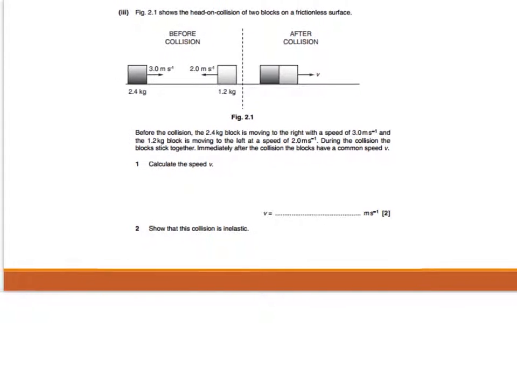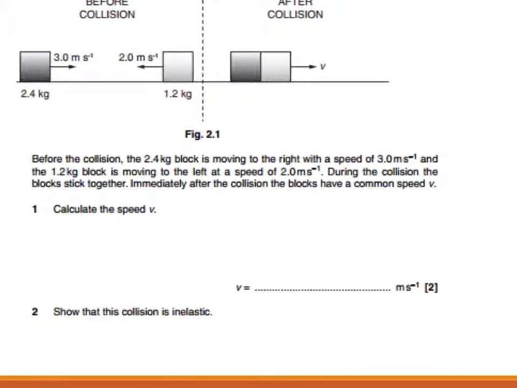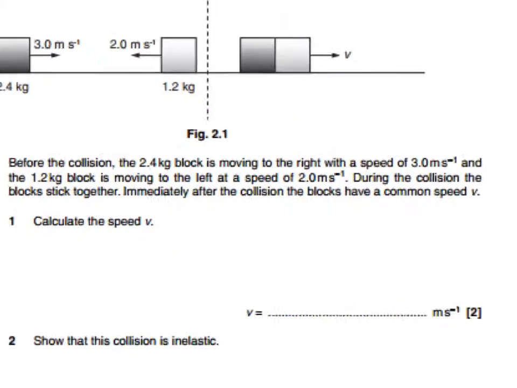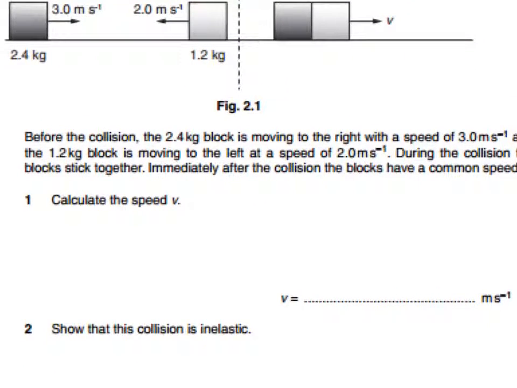So the first question is to find the speed, and using the conservation of momentum, we know that the total momentum before is equal to the total momentum afterwards. So we can write those things down, set them equal to each other, and then solve to find the speed.